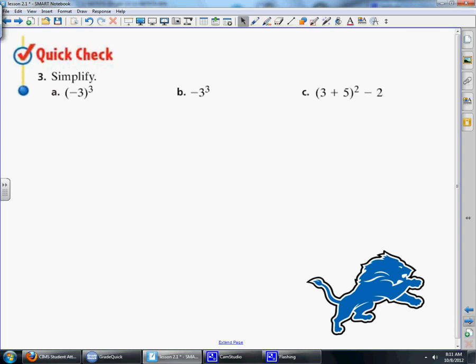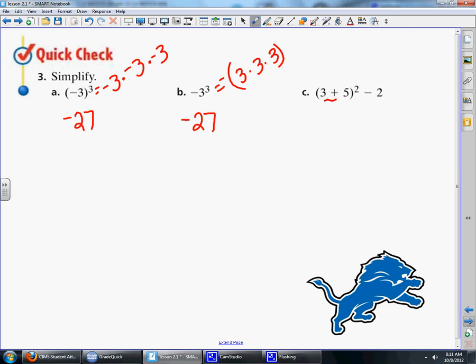So let's look at these exponents. Why don't you pause the video and try these on your own and see what you get for an answer. So this here, negative 3 to the 3rd power, is negative 27. And this here would also be negative 27. Because this here is negative 3 times negative 3 times negative 3. And this is the opposite of 3 times 3 times 3.